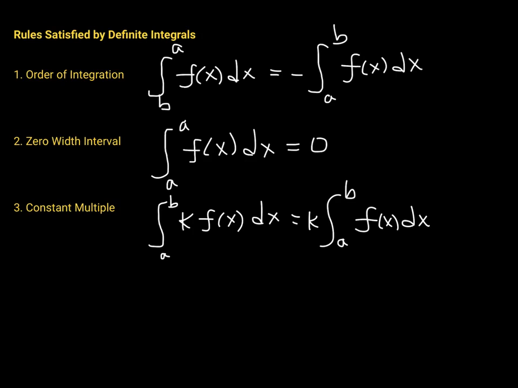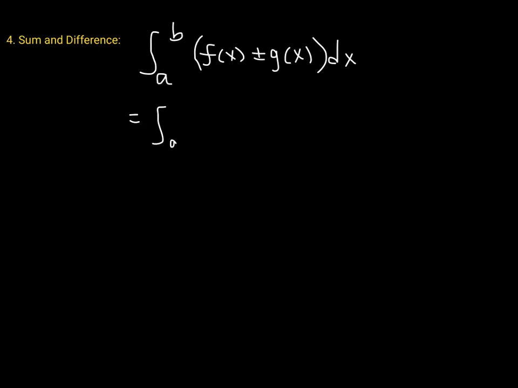Cool. There are a few more that I would like to give you now. The next one is kind of like two in one. It's a sum and difference, so we can really just combine these two rules. It's the integral from a to b of f of x plus or minus g of x, and this is your integrand, so let me put all of that in parentheses, dx. This is equivalent to the integral from a to b of f of x dx plus or minus the integral from a to b of g of x dx.